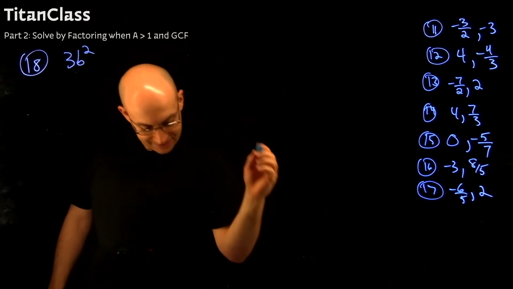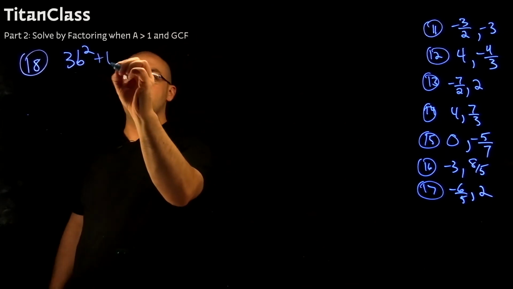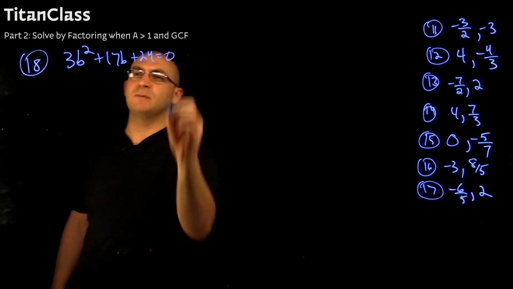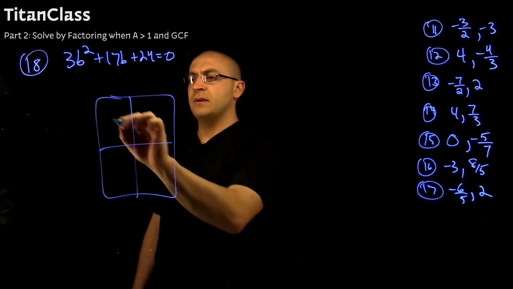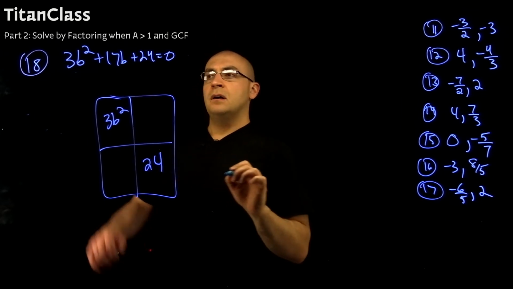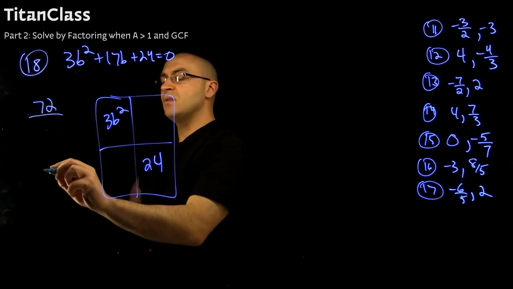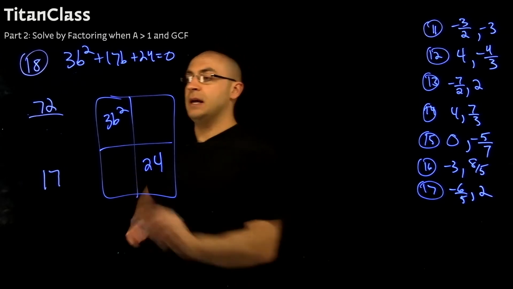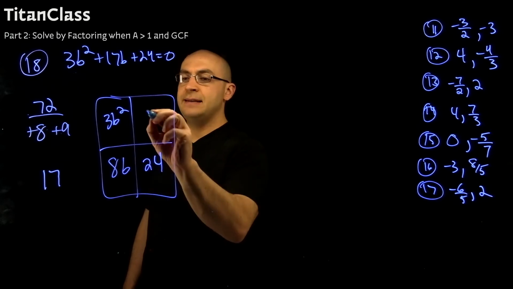3b squared. Ooh, is that plus? Ew. It's like Titan slobber on it. 17b plus 24 equals 0. I feel like we've done one like this before. 3b squared, 24. 3 times 24 is 72 for 17. 8 and 9. That one's not bad. Both plus. 8b and 9b.